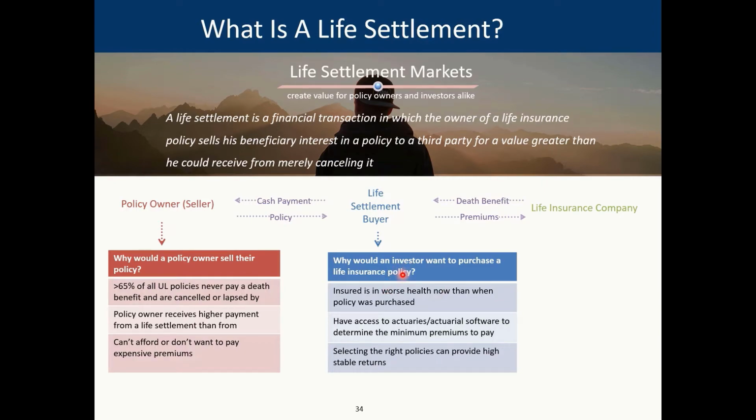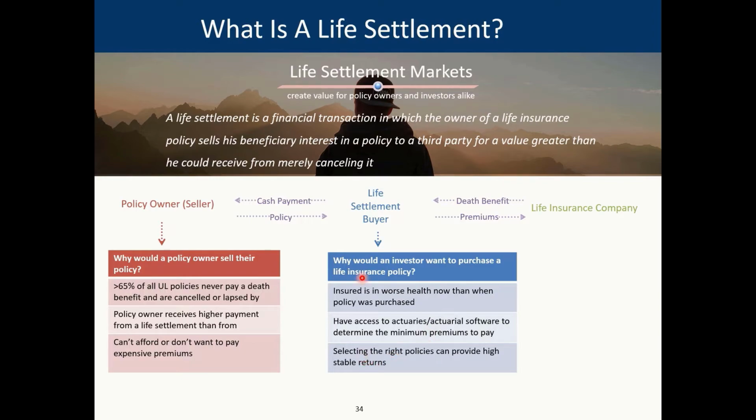The other reason that investors would want to purchase this life insurance policy is that they have access to actuaries or actuarial software to determine the minimum premiums to pay. Oftentimes, a policy owner of a life insurance policy is paying way more into the policy than needs to be. The reason they're overpaying is because they don't have the expertise to figure out, well, how much do I really have to pay? Can I pay less than what the insurance company wants me to? So they don't have the expertise, whereas investors, the investment community does. Again, they're treating this like an asset class because it does have asset class properties.